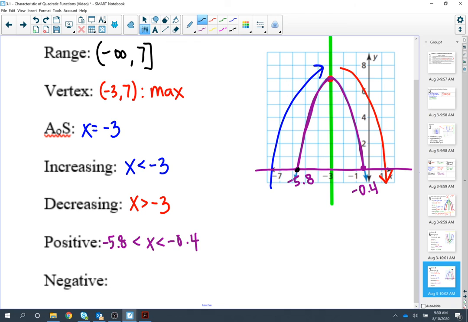And then negative is where we are below the x-axis. So negative would be from here going down and from here going down. So this one, notice that I've got a black line and then a totally separate black line. So we're going to have an X with something and then an X with something. This is where we have 2 separate ones because I have 2 separate black lines. So X is less than -5.8 and X is greater than -0.4.